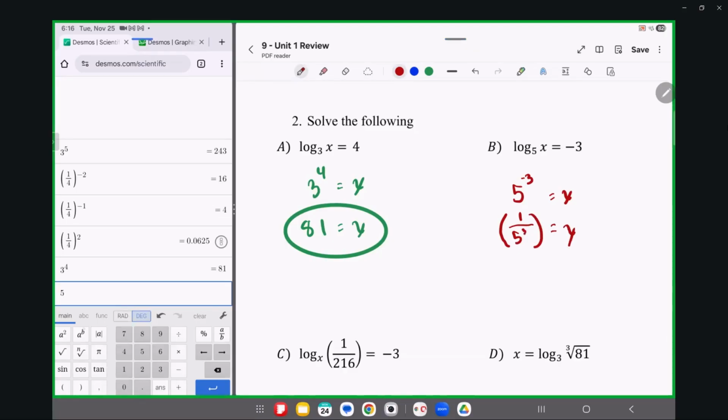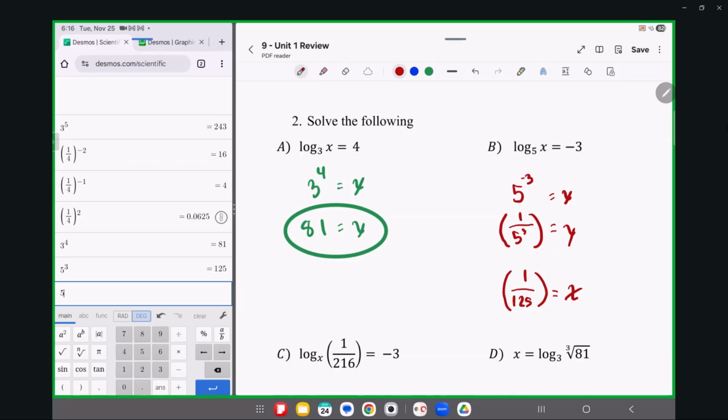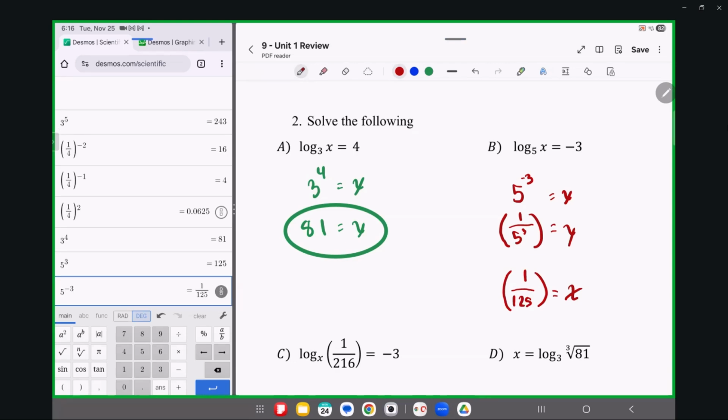And if you type into your calculator, 5 to the power of 3 is 125. So this will be 1 over 125 is equal to our x value. Okay. If you would like to, you could also use the calculator to evaluate 5 to the power of negative 3. Just make sure you get the fraction component for that in order to ensure your solution is correct.